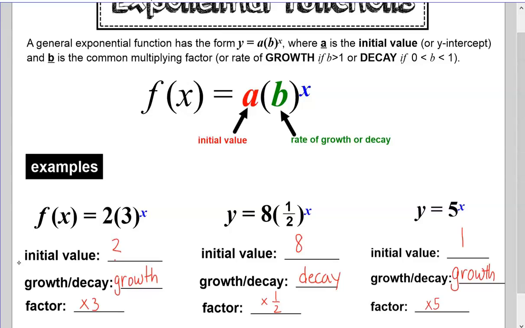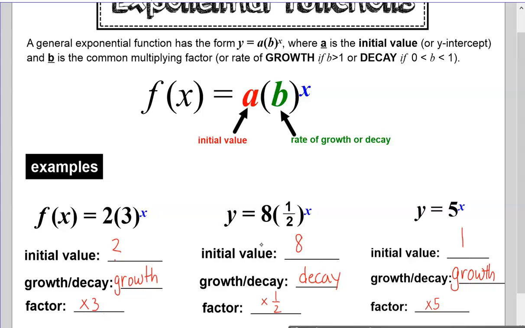So if I ask you to identify the initial value, you're looking for the number here in the A position. If I ask you to identify whether it's growth or decay, you're looking for that base value of the exponent. So this has an initial value of 2 in our first example. It has a base value of 3, so that represents growth because it's greater than 1. And then the actual rate of growth is a factor of timesing by 3.